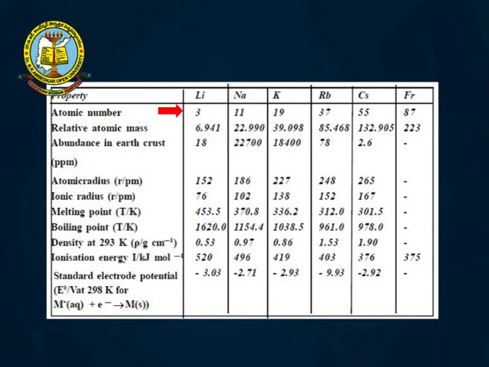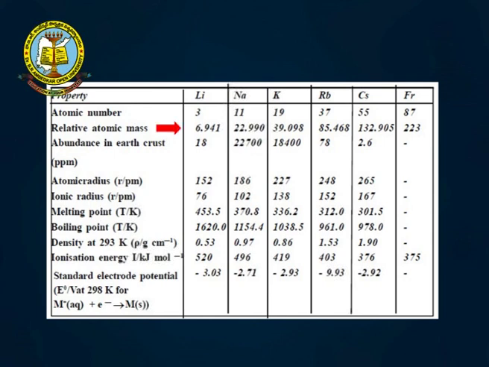Now, if you look at the properties of the S block elements, first we will see the atomic number. The atomic number increases from lithium, which is 3, to francium, which is 87, that is, it increases from top to bottom in the group.